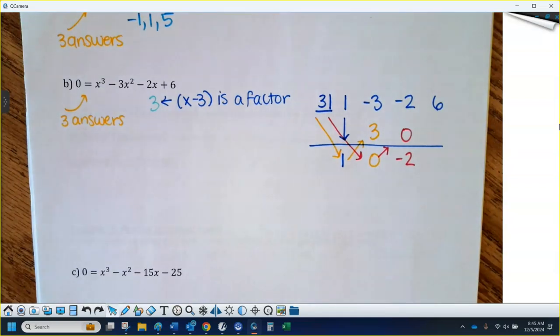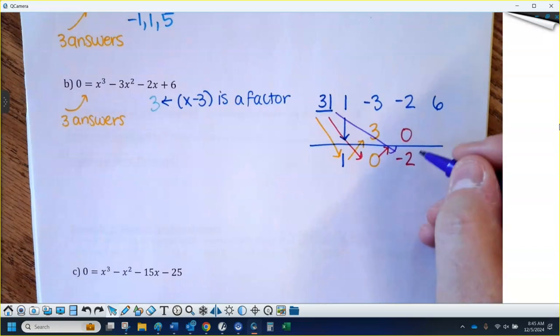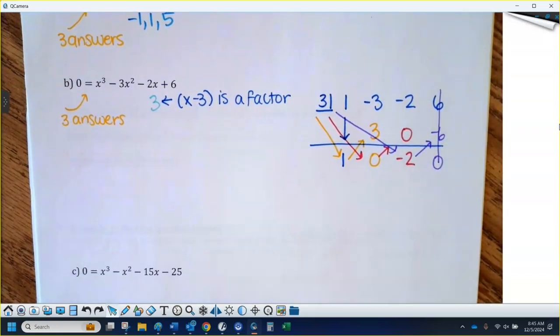No, you know that up front because you know this is a factor. If you know that's a factor, you should not have a remainder. So if you get a remainder, you know you made a little mistake somewhere along the way. So then I'm doing 3 times this -2, which is -6, which means my remainder is 0.